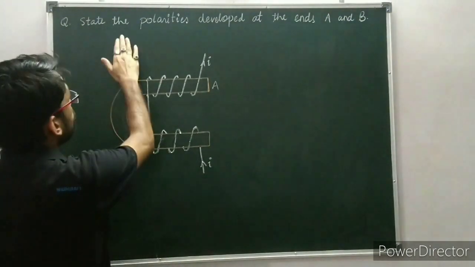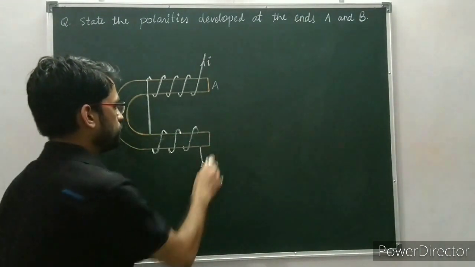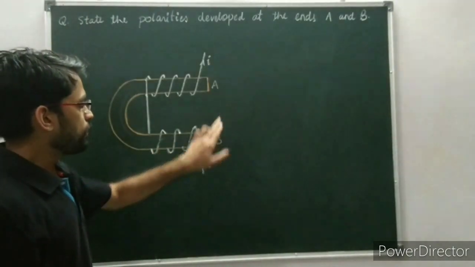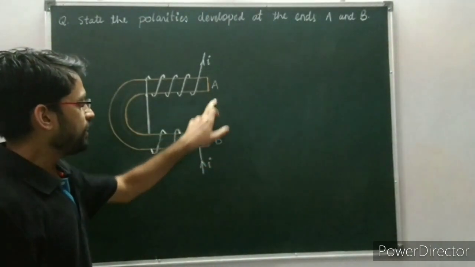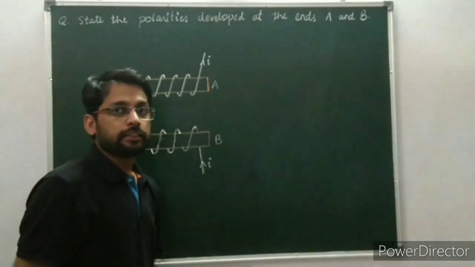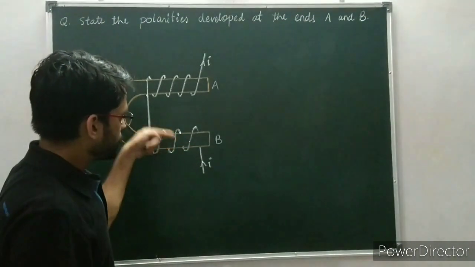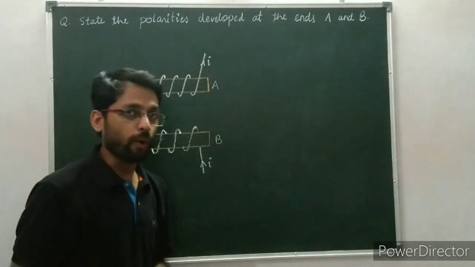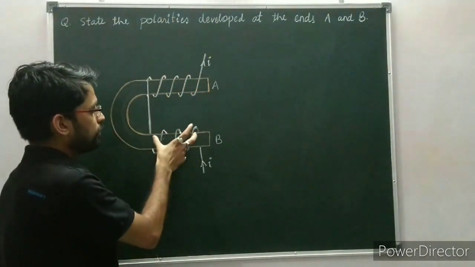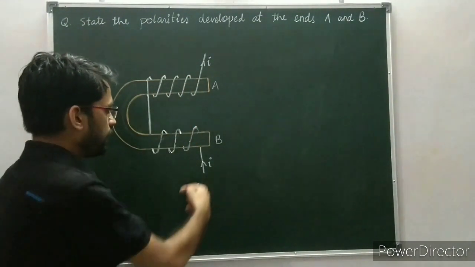Now find the polarities developed at the ends A and B. What are the polarities developed at the ends of this frame? Since we know that the polarity is decided by the direction of current flowing in the coil, so we have two coils, coil 1 and coil 2, on both the arms.